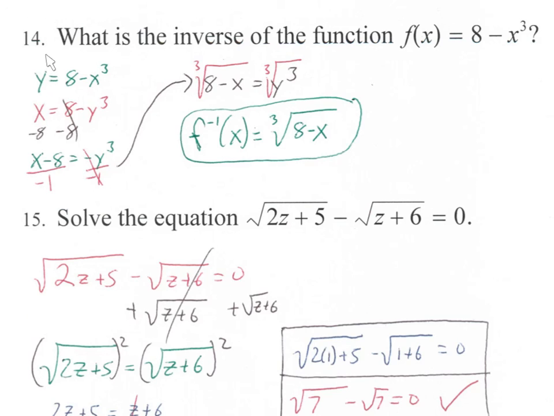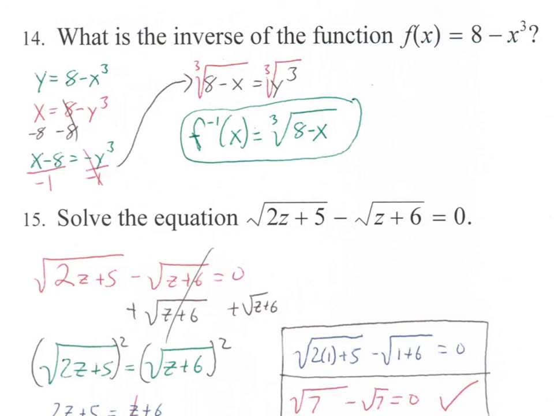Alrighty, number 14. Let's find the inverse of this. So again, I put y equals, and then I switch x and y. All right, so let's get y by itself. First, I get rid of that 8, so I minus it over. Then I get rid of that negative there, so I divide both sides by negative 1, so that becomes a negative x and a positive 8. So I rewrote it like that.